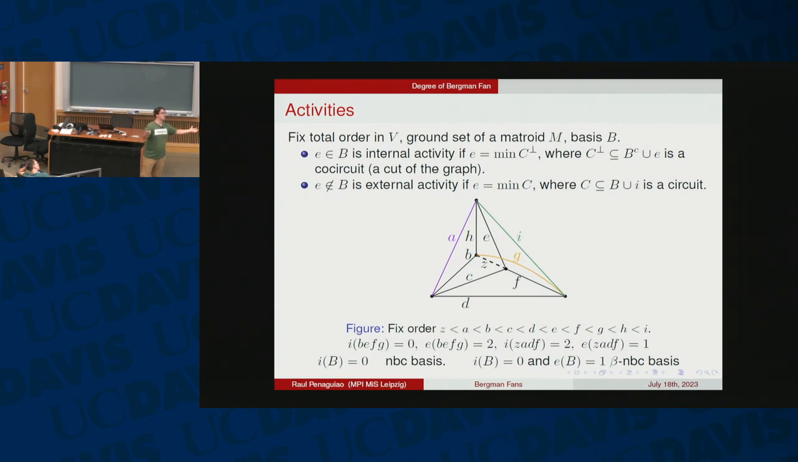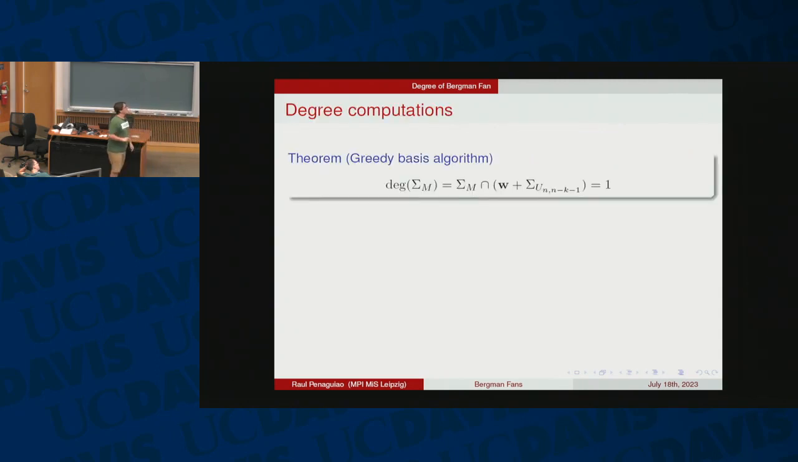How do they arise in Bergman fans? Turns out that we can use them to compute the degrees. They will give us exactly the complete flags of flats. And this is actually the result that I wanted to show you today. I already told you this. There's the greedy algorithm. There's a unique basis that maximizes some sort of linear function. This tells you that this degree is 1. There's a unique intersection point.